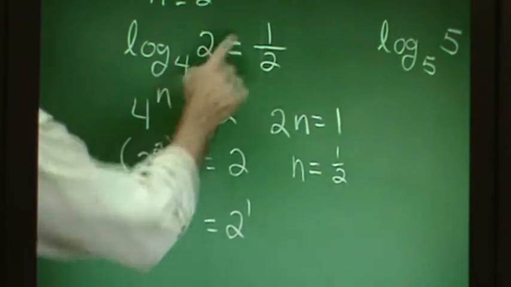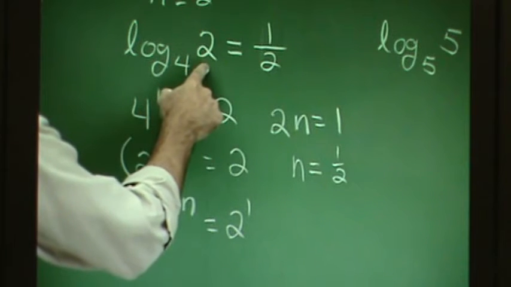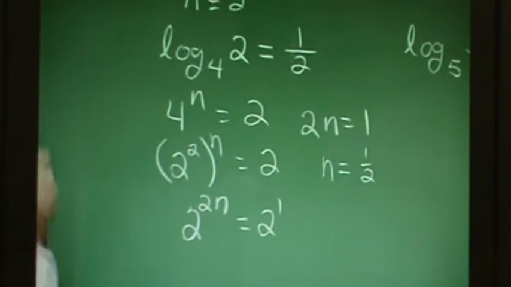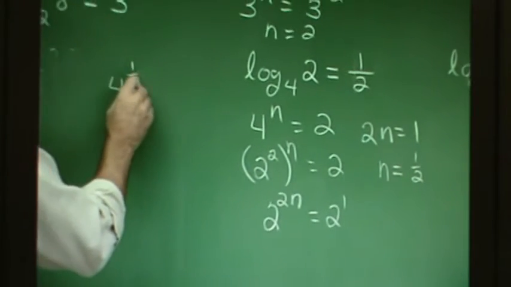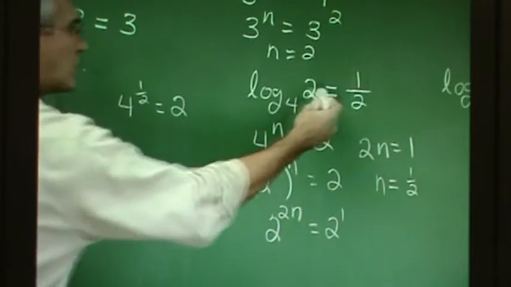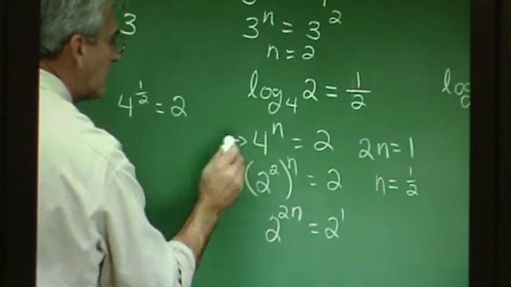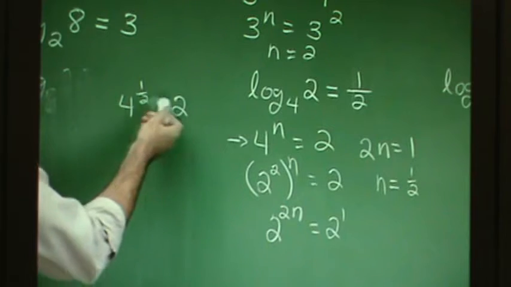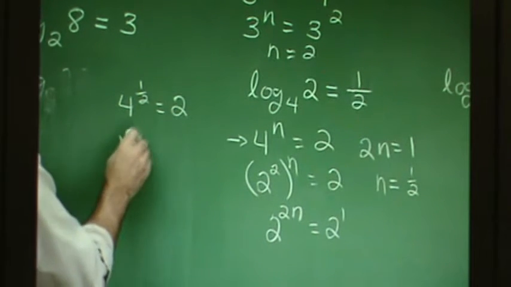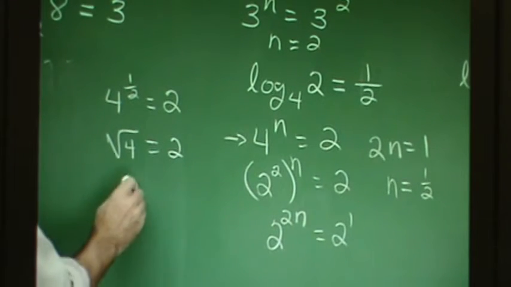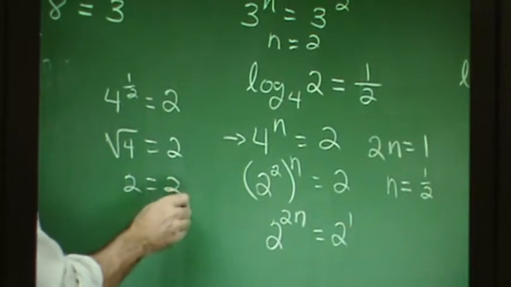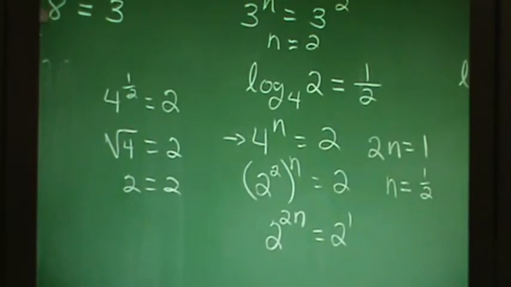Is it true that 4 to the 1/2 power is equal to 2? That's what this says, and we found n to be 1/2. Is this true? Well, the 1/2 exponent is an implied radical, so this is the square root of 4 equals 2, and the square root of 4 is 2. And so we do have truth, and therefore this is correct.